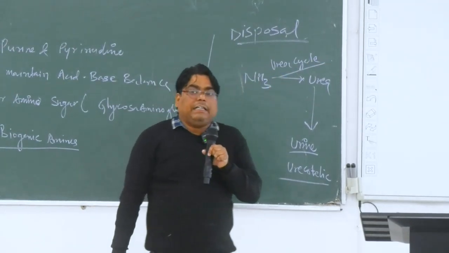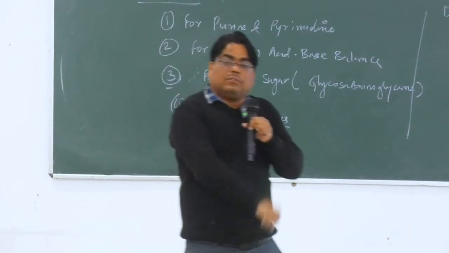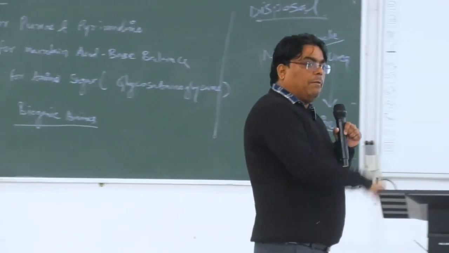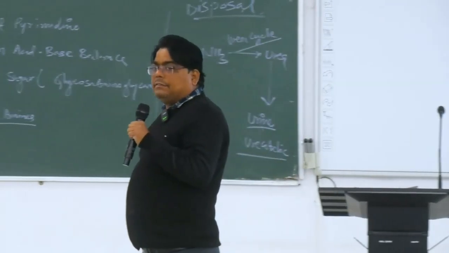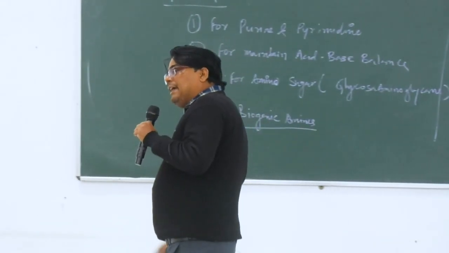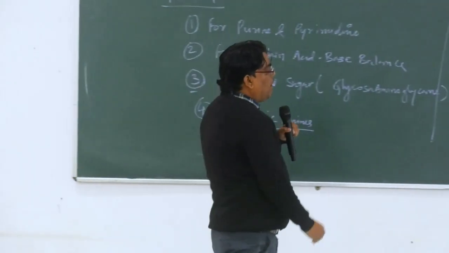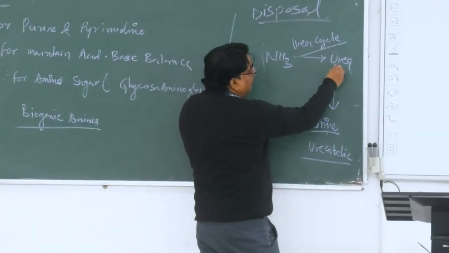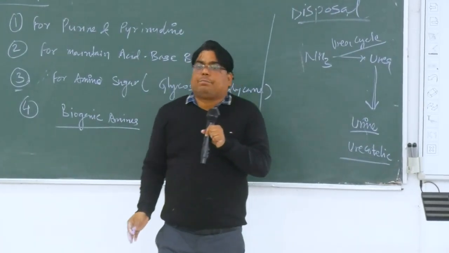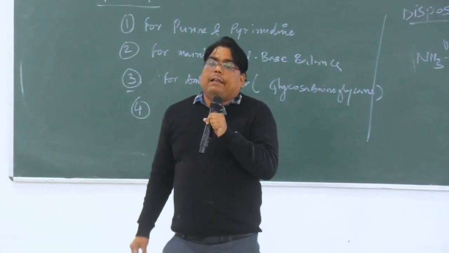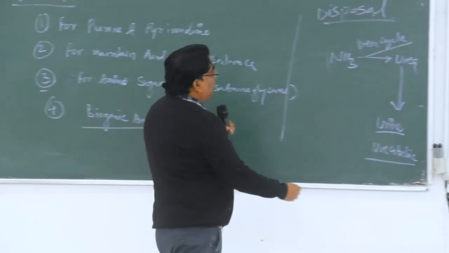So what is important here? We have to study the urea cycle also. Understood? What were the functions? In what form is it disposed? It is disposed in the form of urea. What happens if it is not disposed? What happens if the ammonia level increases? It is toxic.